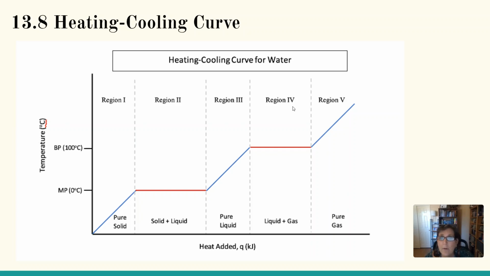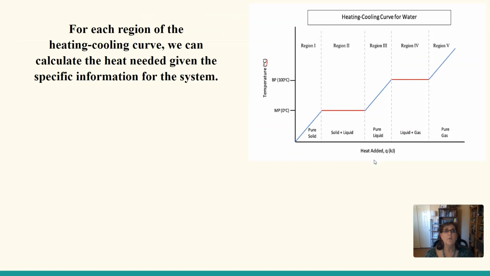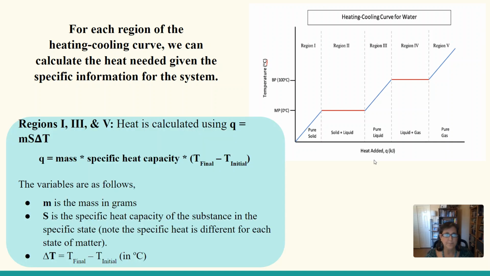Regions 2 and 4 are mixtures where we are melting and boiling. All right, I hope that makes sense. You should be able to draw one of these on your own. Heating, cooling curves, very important in this chapter. For each region of the heating, cooling curve, we can calculate the heat needed given the information for the system. So we're going to do some calculations.